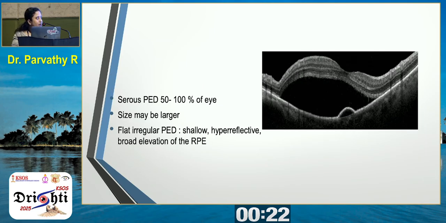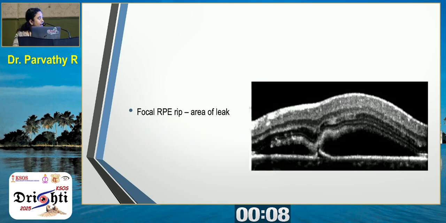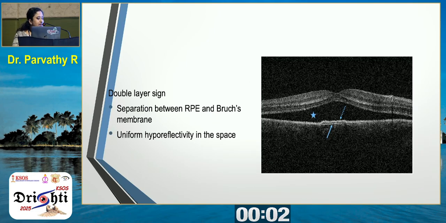And in CSCR we can see serous PEDs in almost all eyes, and the size of the PEDs can be larger, and in late cases we can see flat irregular PEDs which are shallow, hyperreflective, broad elevation of RPE. Then we can see focal RPE rip, which corresponds to the area of leak in FFA, and the double layer sign just like PCV can be seen, but here we get uniform hyperreflectivity.